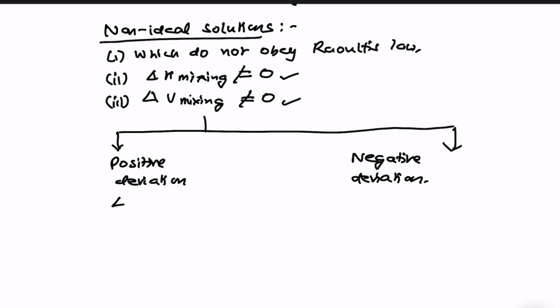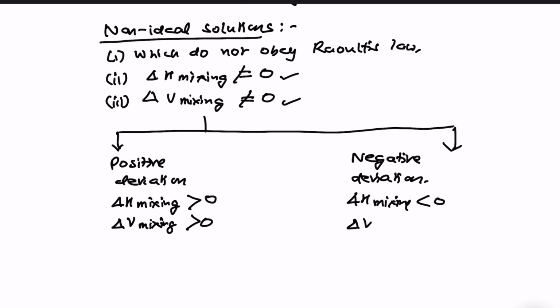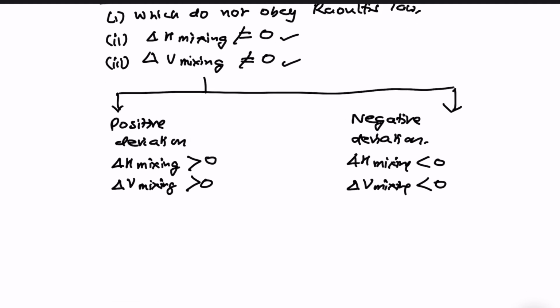So for those which show a positive deviation from Raoult's law, delta H mixing will be greater than zero. Delta V mixing will also be greater than zero. And in those in which there is a negative deviation, delta H mixing will be less than zero. Similarly, delta V mixing will be less than zero.